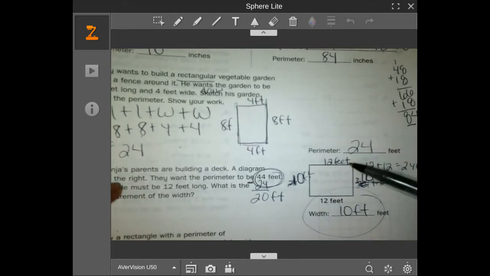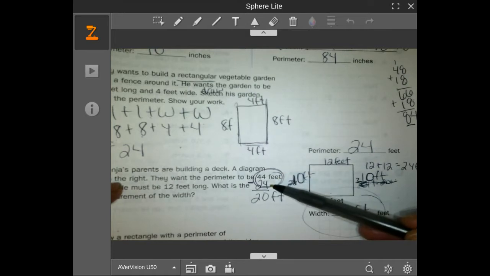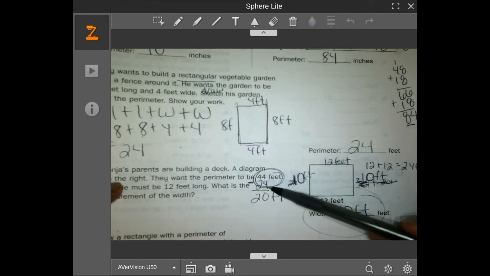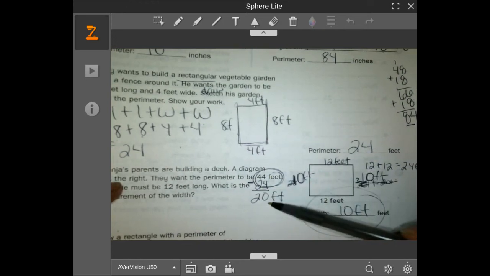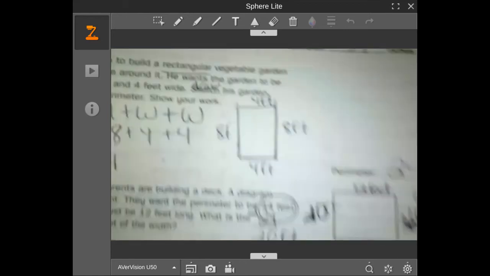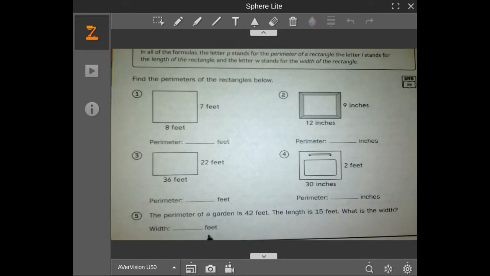Just to remind you, first we found our length. We already know our length is 24 here, so we subtracted what we already know from our total. So 24 we already know because 12 plus 12. 44 minus 24 equals 20 feet. So we knew that we had to break this 20 into two different groups. That's how we determined our answer was 10 feet for the width. You are going to use that same strategy to find the width of number 5.